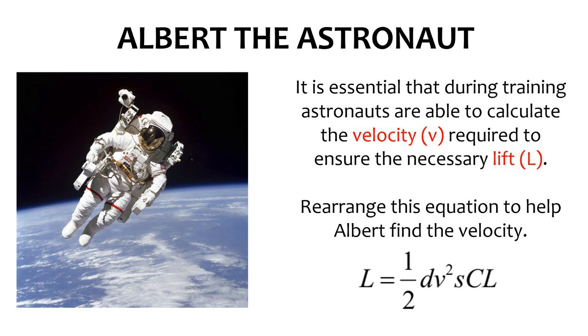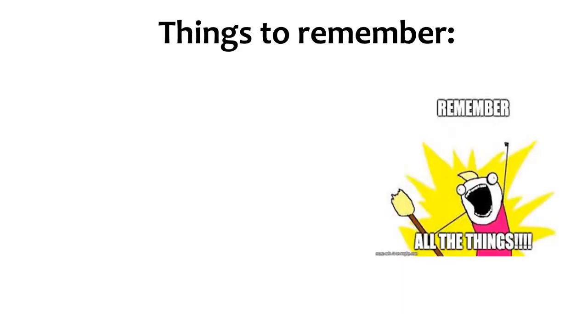We need to find the velocity, that is, v to be the subject of the formula. In that particular formula of interest that we are looking at, L is equal to 1 over 2 d v squared s, capital C, capital L again. But let's go to the next step and see. That is us trying to help Albert.